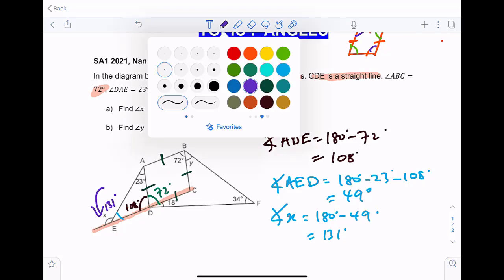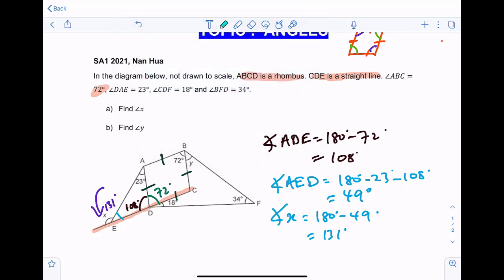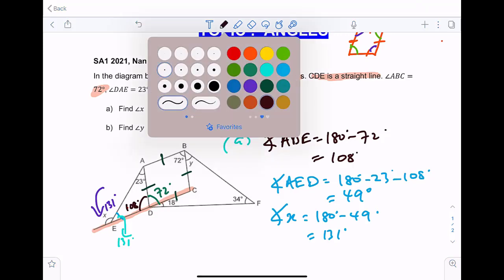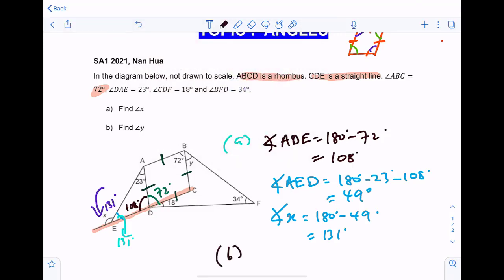And take note, whatever angle you find, put it back into the diagram, because it will help you for subsequent questions. 131 degrees there. So part A is done. Next up, we talk about part B, find angle Y. Now angle Y is actually part of this four-sided figure here.